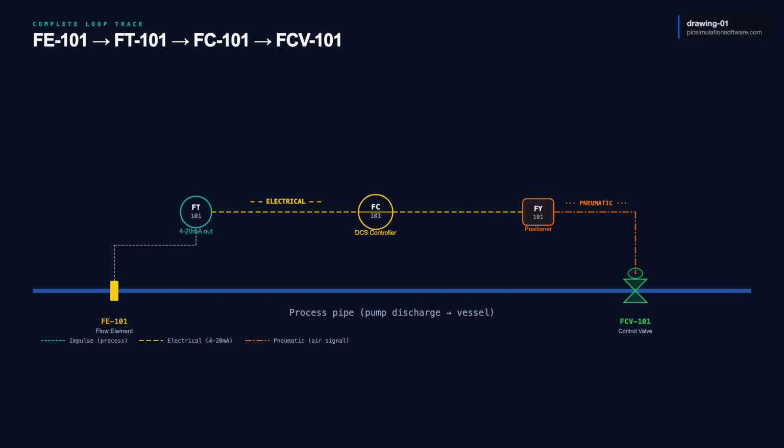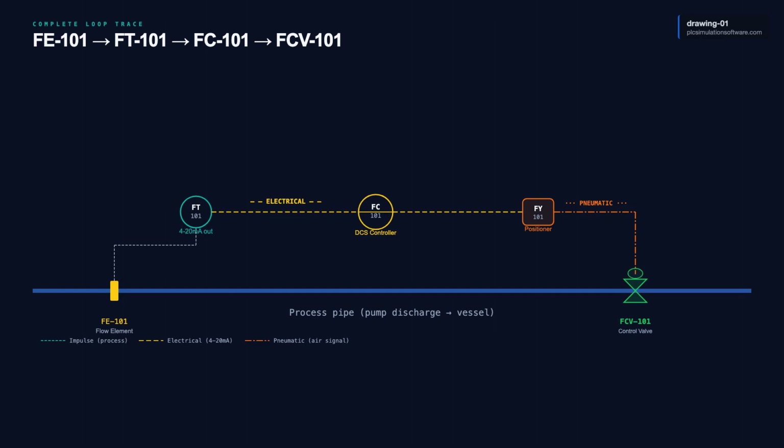The flow transmitter converts the differential pressure or the vortex pulse or the electromagnetic output into a 4 to 20 milliamp signal. A dashed line, an electrical signal line, leaves the transmitter and runs off the drawing edge toward a DCS input card. The flow controller, FC101, lives inside the DCS. Its bubble has a solid horizontal line, indicating a panel or a DCS faceplate instrument.